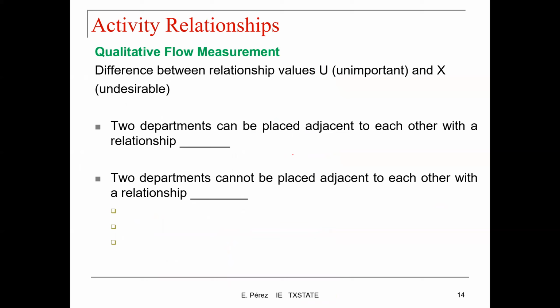Qualitative flow measurement, difference between relationship values U, which is unimportant, and X, undesirable. Two departments can be placed adjacent to each other with a relationship value of U. Two departments cannot be placed adjacent to each other with a relationship value of X. And there could be many reasons: environmental, safety, or facility constraints.